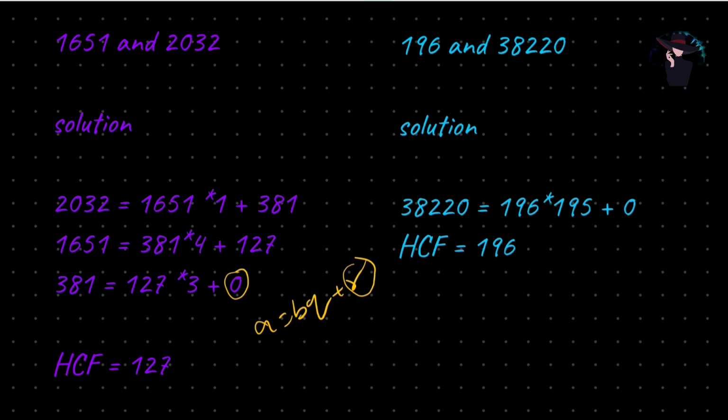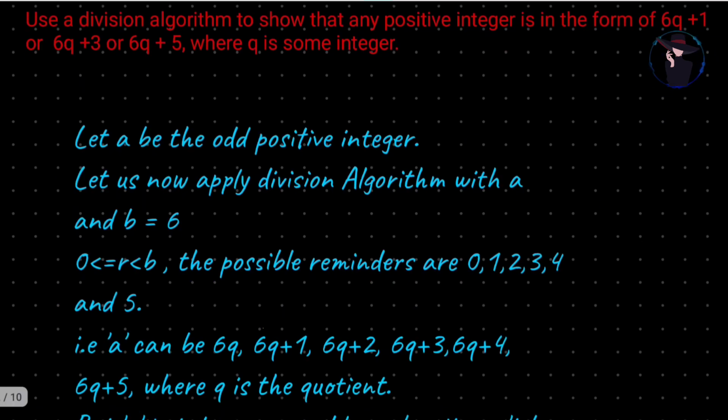Let's see one more here, 196 and 38220. Let's write 38220, the biggest number, first as 196 into 195 plus 0. We got 0 in the first step. So the HCF is 196. And moving on to the second question.